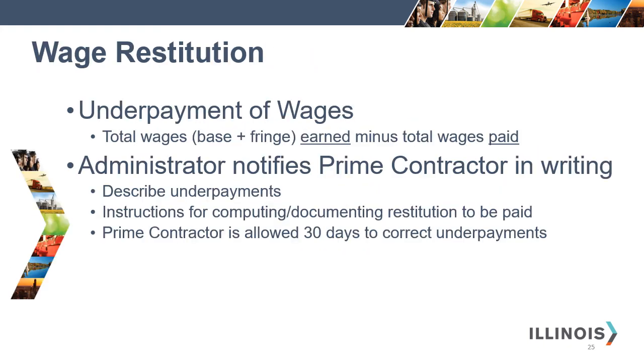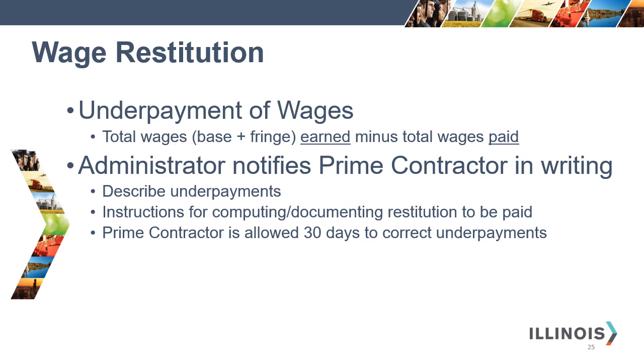Wage restitution. Underpayment of wages. Underpayment of wages is determined by taking the total wages, which is the base plus fringe earned, minus the total wages paid. The administrator notifies the prime contractor in writing, describes the underpayments, and provides instructions for computing and documenting restitution to be paid. The prime contractor is allowed 30 days to correct the underpayments. The prime contractor is responsible to the contract administrator for ensuring that restitution is paid.